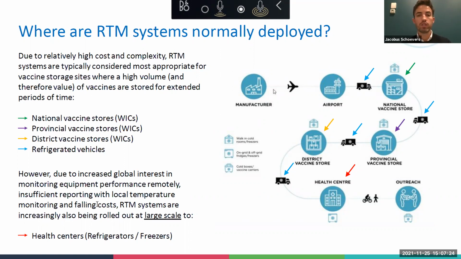So now we're also seeing that it's being rolled out at large scale to health center levels, into refrigerators and freezers as well. Historically into walk-in cold rooms, but now also refrigerators or freezers.